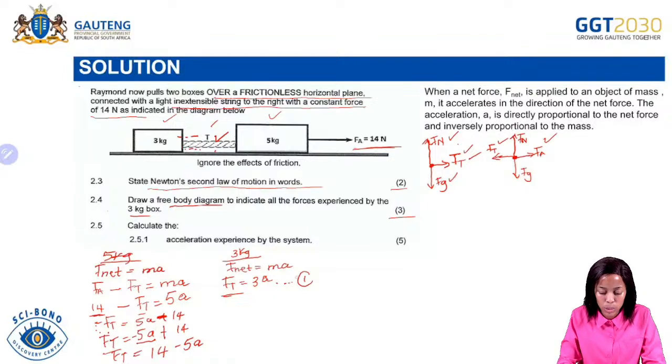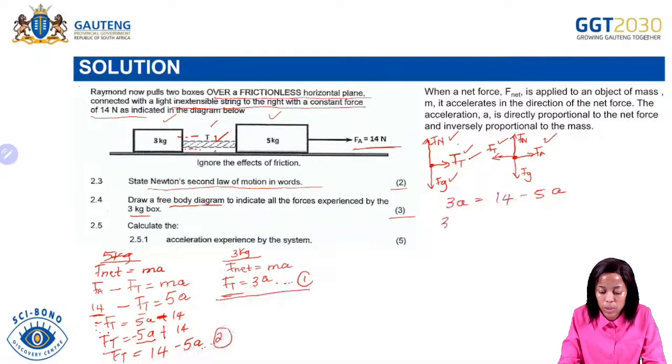Okay, so from there we can use a simultaneous equation. For the 3 kilogram block, we said it's going to be equation 1, and for the 5 kilogram block, we have equation 2. So from there you can substitute equation 2 into 1. So what are you going to do? On the one side, in terms of the 3 kilogram block, we have 3A, and on the other side, in terms of the 5 kilogram block, we have 14 minus 5A.